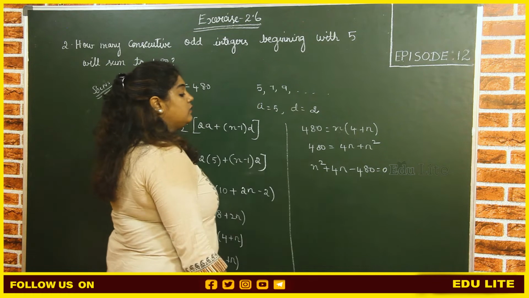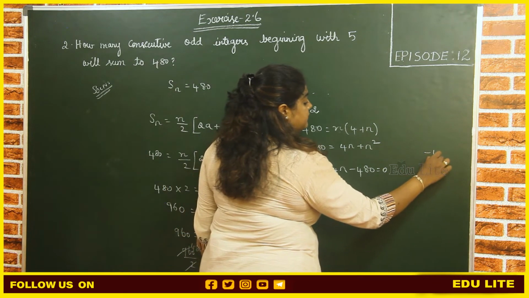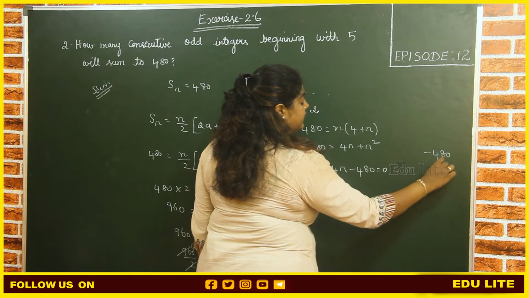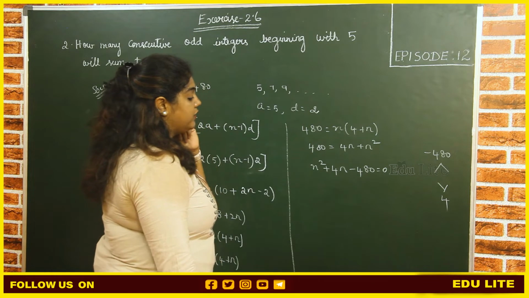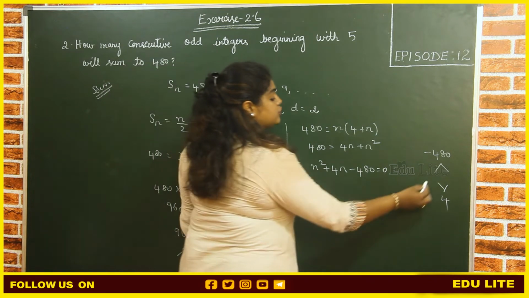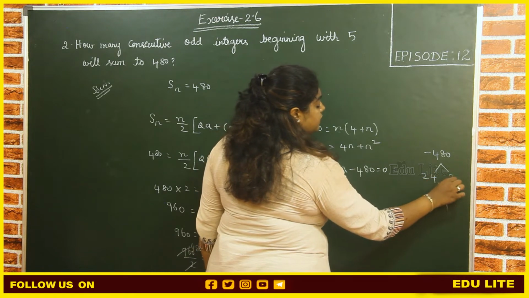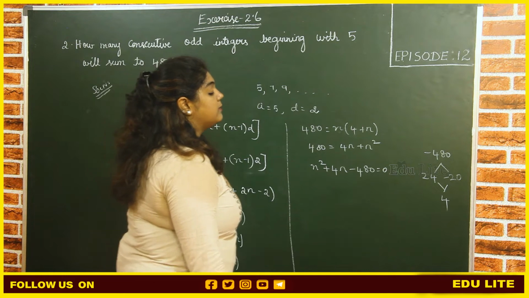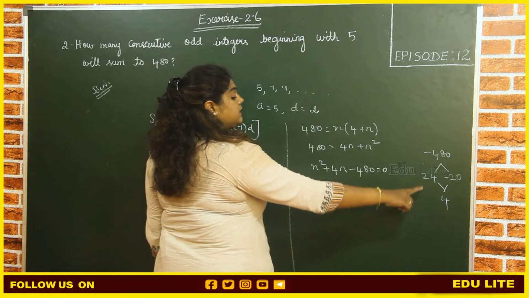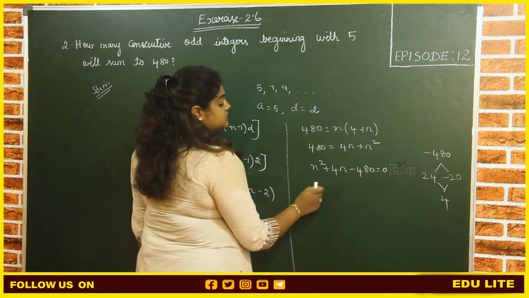Now we will find the roots of the equation for n. So if we multiply, we should get minus 480. Adding, we have to get the value 4. We have to choose the roots in such a way. We will choose 24 into minus 20, because 24 into minus 20 is minus 480, and 24 minus 20 is 4. So let us use it here.